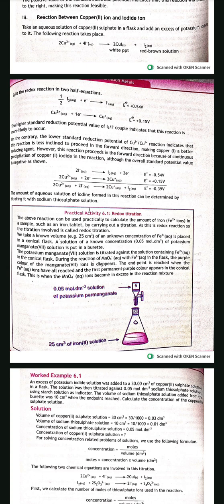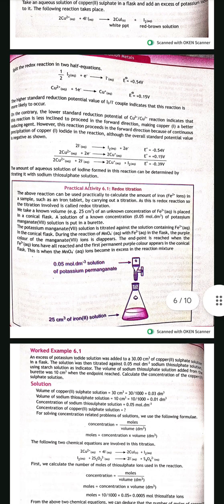Reaction between copper and iodide. Copper can react with iodide to form a white precipitate of copper iodide and a red brown solution of iodine. And since we can split these two half equations: 1/2 I2 plus electron gives us I-, and copper plus I- gives us Cu+.